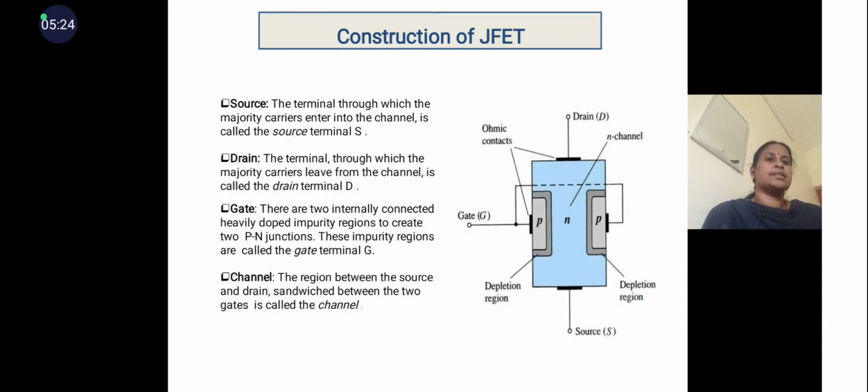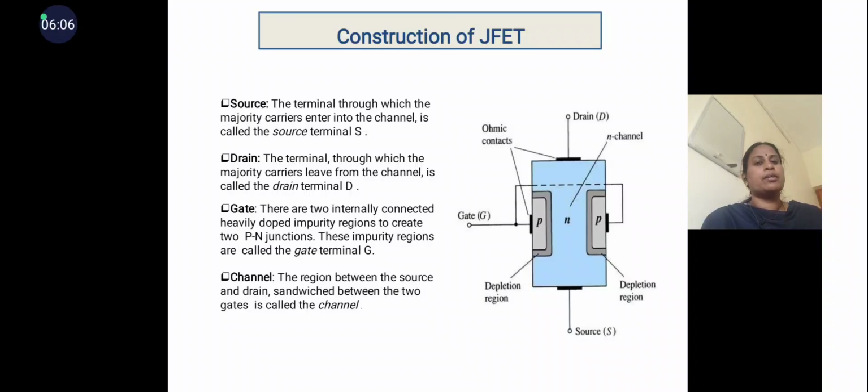So here we can see the constructional details of the junction field effect transistor. It consists of three terminals: source, drain and gate. Source, as the name itself says, supplies charge carriers to the device. That means the terminal through which the majority carriers enter into the channel is called the source terminal, simply termed S. And drain is the terminal through which the majority carriers leave the channel, simply called D.